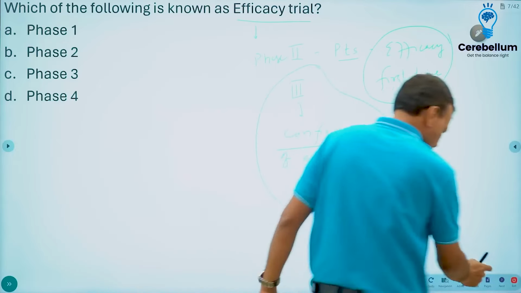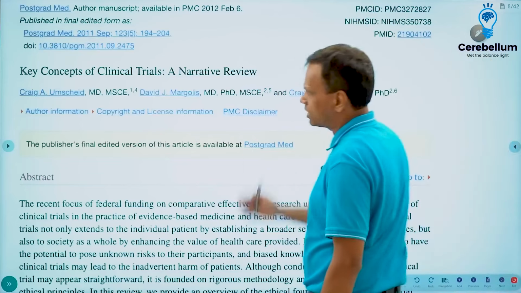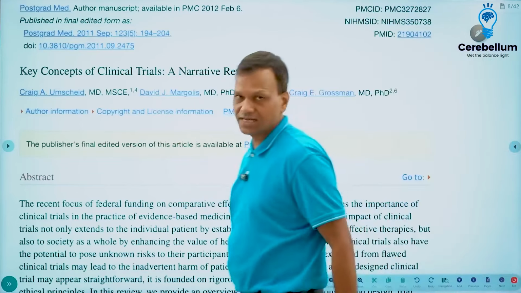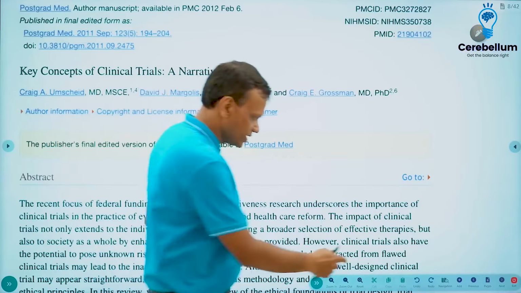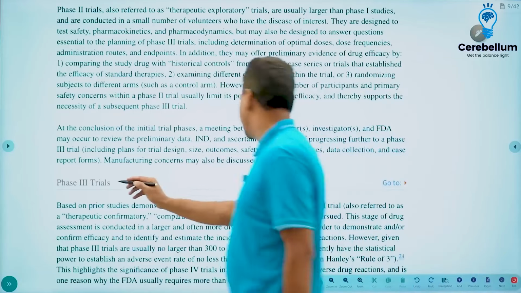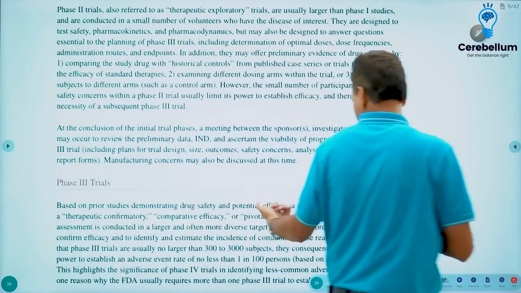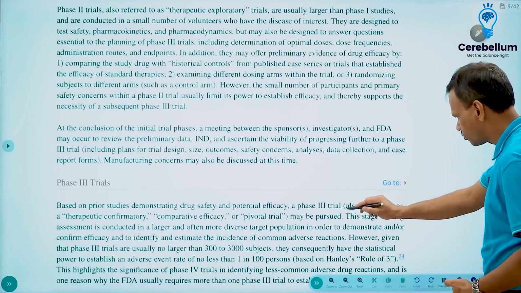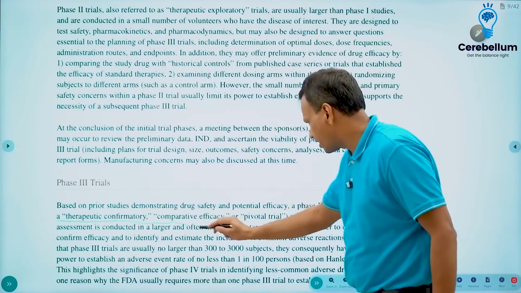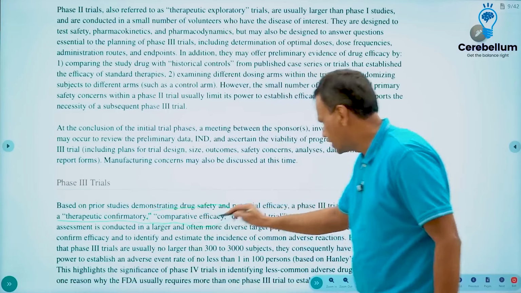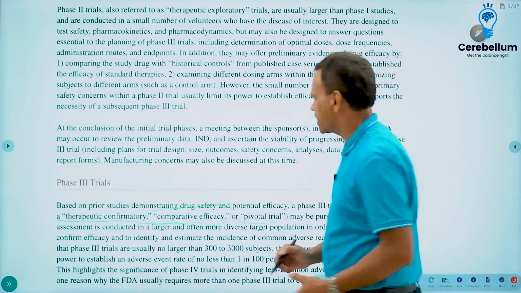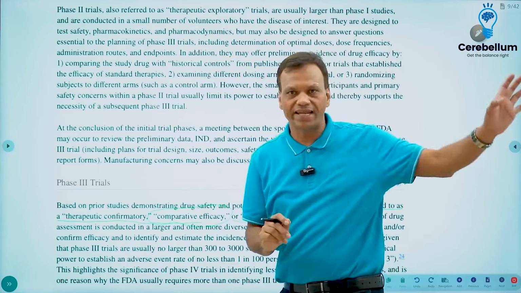In fact, the full name is something more to do with efficacy. You can remember, this is a journal, Key Concepts of Clinical Trials, Postgraduate Medical Journal. This journal gives the reference here that in phase 3 trials we demonstrate drug safety and potential efficacy, also referred to as a therapeutic confirmatory or comparative efficacy trial. So here we are doing the comparative efficacy. So pivotal trial is the other name of this trial, whereas phase 2 trial is not called an efficacy trial.